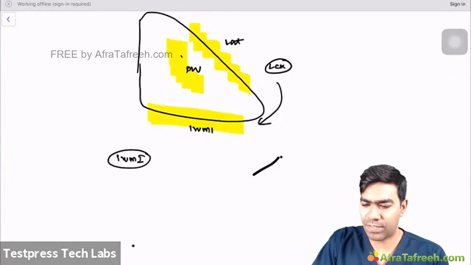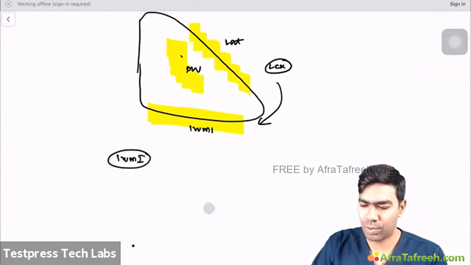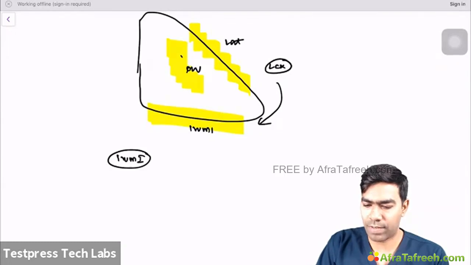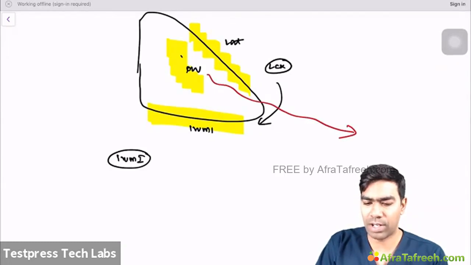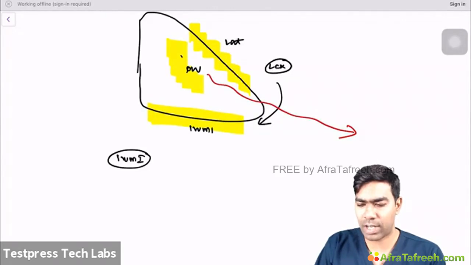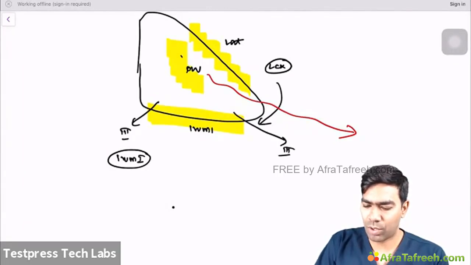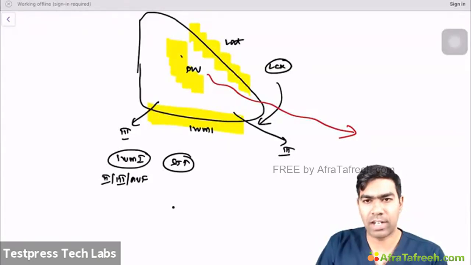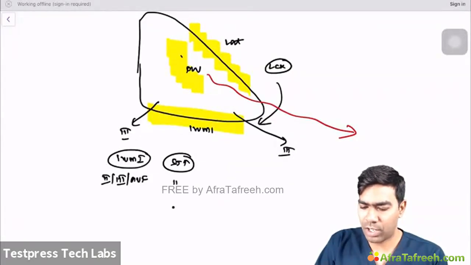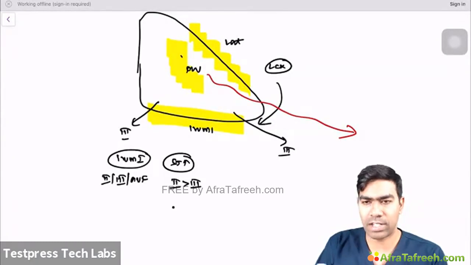Since it's a left circumflex producing the issue, of course your vector will be directed towards the left side only, at least to an extent. It will not be towards the right side. This is lead 3 and this is lead 2. If you get an ST elevation, inferior MI is going to have 2, 3, aVF elevation. And lead 2 will have more ST elevation than lead 3. That's the first point that you need to know.